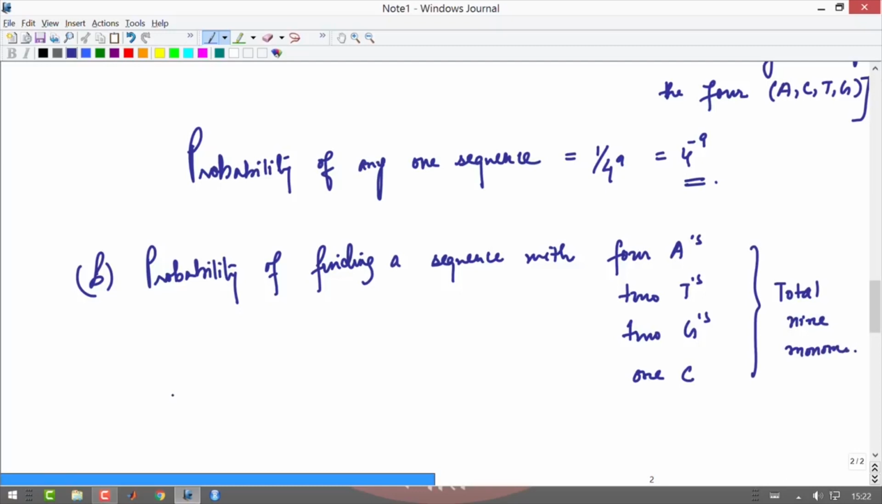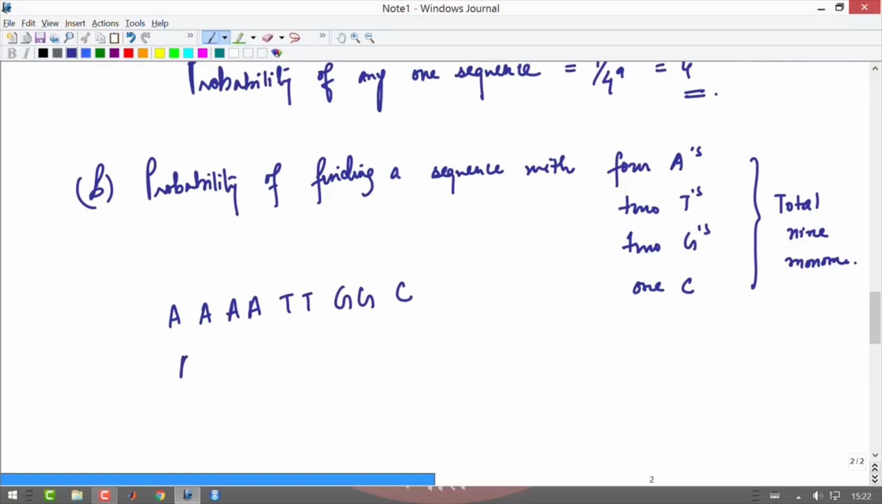So, basically you can take 4 A's together, okay, then you can take 2 T's together, then 2 G's together and 1 C. But you can also have 3 A's together, then you can put 1 T, 1 G and put another T, another G, 1 A and C, and this way there are many sequences.